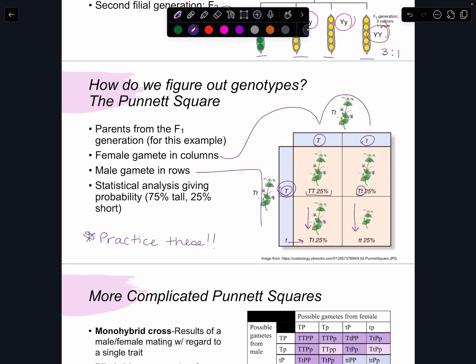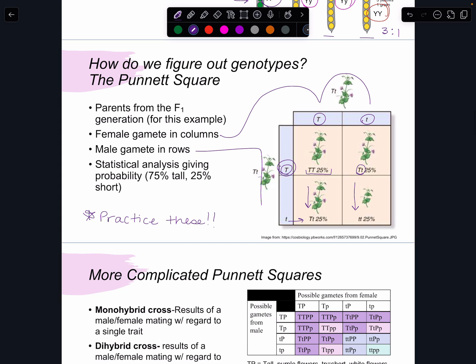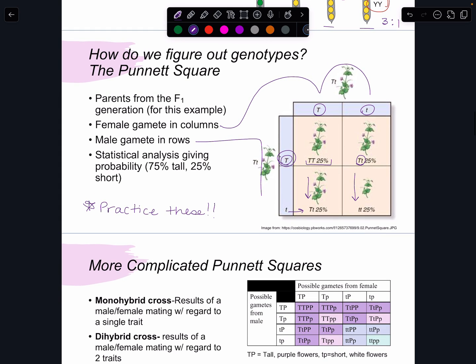If you look at all of these put together, you'll see that the probability of having a tall plant is 75% and 25% short. Why? Because 3 out of 4, which equals 75%, have the capital T, which when present will express. And only 1 of the 4, 25%, has lowercase t, lowercase t.